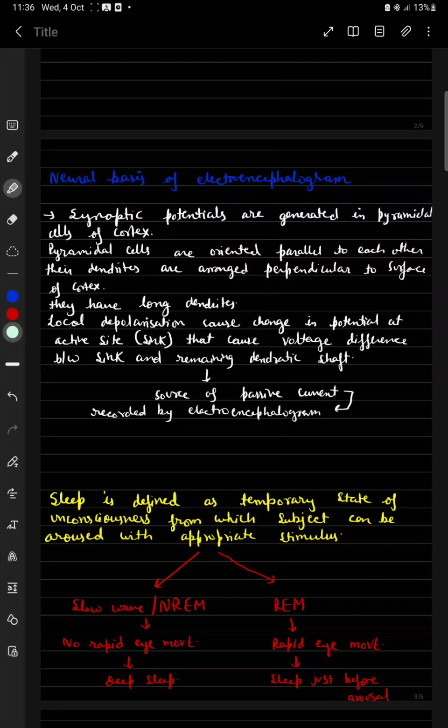surface of cortex. Due to very long dendrites, a site at which depolarization has occurred causes change in membrane potential at that site only. That is known as active site or sink. But in the remaining dendrites, the membrane potential has not changed. That creates a voltage difference between sink and the remaining portion of the dendrite that causes current flow. So this is the source of passive current flow that will be recorded by our electroencephalogram. So this is the neural basis of electroencephalogram.